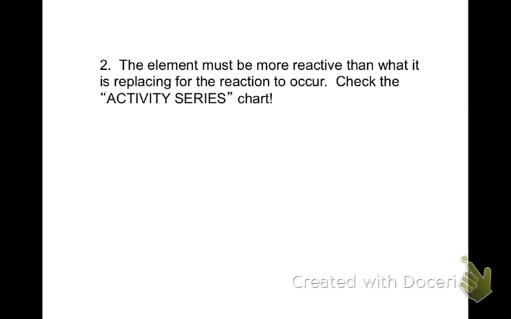Secondly, the element must be more reactive than what it is replacing for the reaction to occur. So you're going to check what's known as the activity series chart. For example, potassium plus sodium iodide. Potassium would like to be positive, so it's going to switch with sodium. Since potassium is higher up on the activity series, that means it's reactive enough to kick out sodium. And you would get potassium iodide plus sodium.